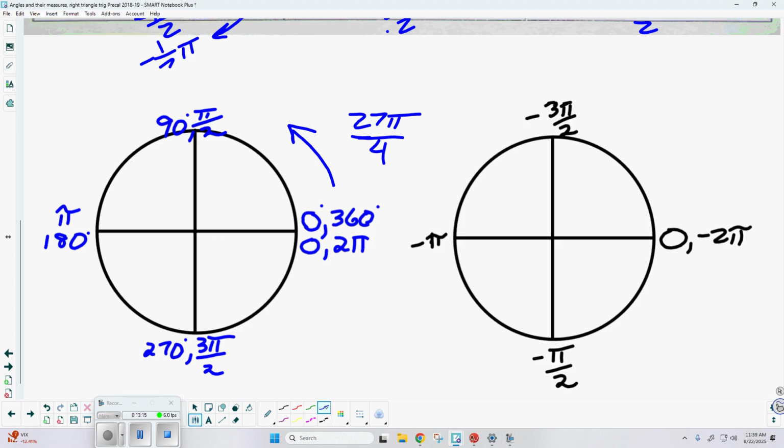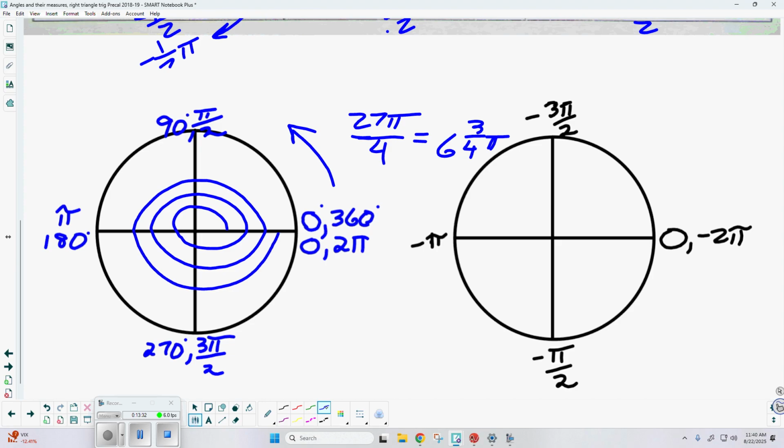So quadrant 2 is absolutely right. 27/4 is 6 and 3/4 pi. So I'm going to start here in standard position. Here's 1, 2 pi, 3, 4, 5, 6. Okay. So I rotated 6 pi, and I'm exactly where I started. But now I have to go an additional 3/4, 3/4 being bigger than 1/2. So you're absolutely right. It should have ended up in the second quadrant.